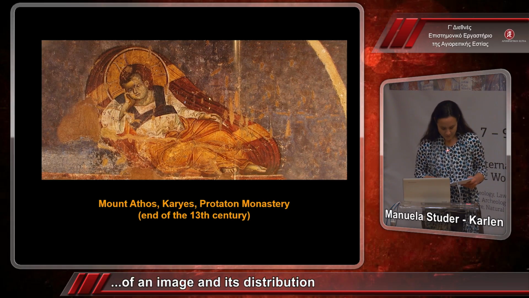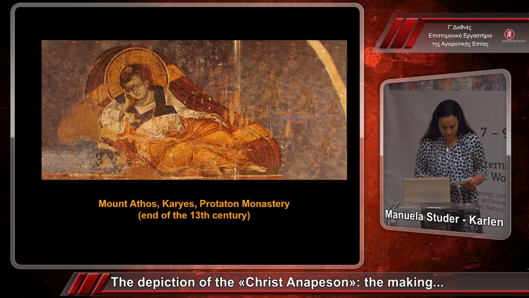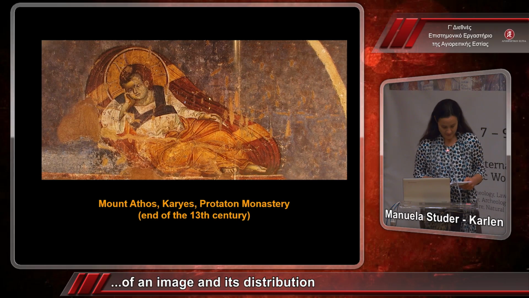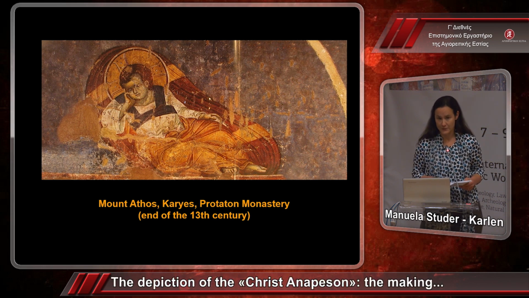The first known image of Christ Anapeson is depicted in the Protaton monastery of Mount Athos. On the western wall of the Protaton, above the entrance, Christ Emmanuel is painted with open eyes, lying on a purple mattress. He is dressed in a chiton and a long himation that falls to his feet. Around his head there are only the letters of his name and no other inscriptions.